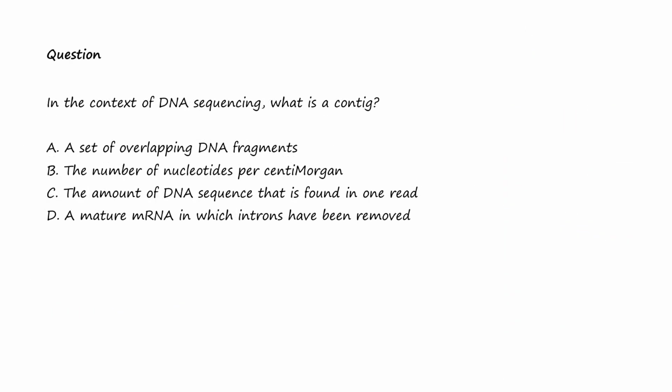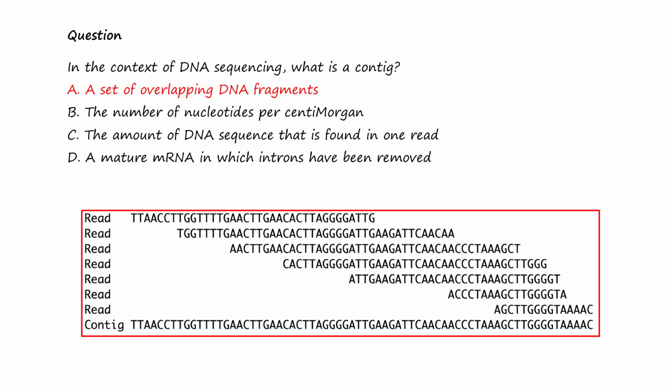Question 4. In the context of DNA sequencing, what is a contig? A. A set of overlapping DNA fragments. B. The number of nucleotides per centimorgan. C. The amount of DNA sequence that is found in one read. D. A mature mRNA in which introns have been removed. The answer is A. A set of overlapping DNA fragments, as contig refers to contiguous, which means continuous.